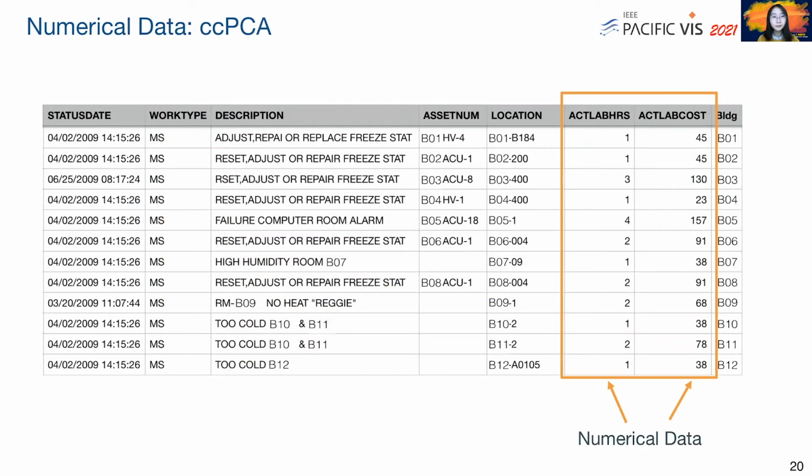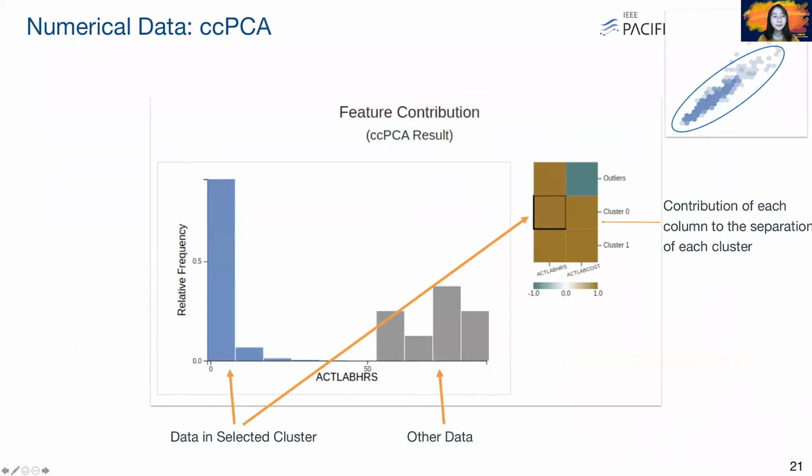Now let's move on to the numerical data. We use the CCPCA algorithm to analyze the numerical data and supplement the projection view with a feature contribution panel, which we can examine by hovering over the corresponding square in the heat map and check the contribution of each feature towards the separation of the selected cluster. For example, for this blue cluster in the projection view, we find that the actual labor hours contribute a lot to the separation of it against the rest of the data in the dataset.